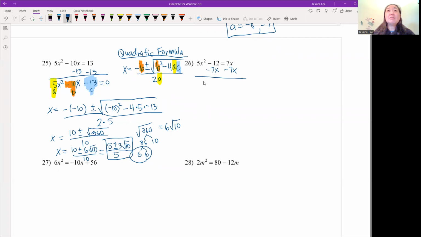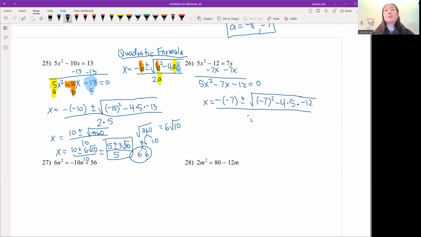So again, we need one side to be 0. 5x squared minus 7x minus 12 is equal to 0. Again, you can just assume all of these are not factorable. I'm going to just say that right now because that's this area right here. And so again, x is equal to negative b, so negative of -7 plus or minus square root b squared, so -7 squared minus 4 times a, which is 5, times c, which is -12, all over 2 times a, which is 5.